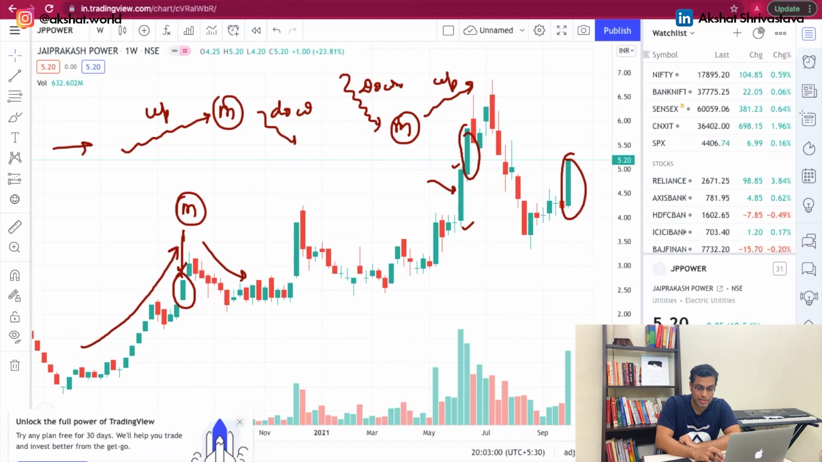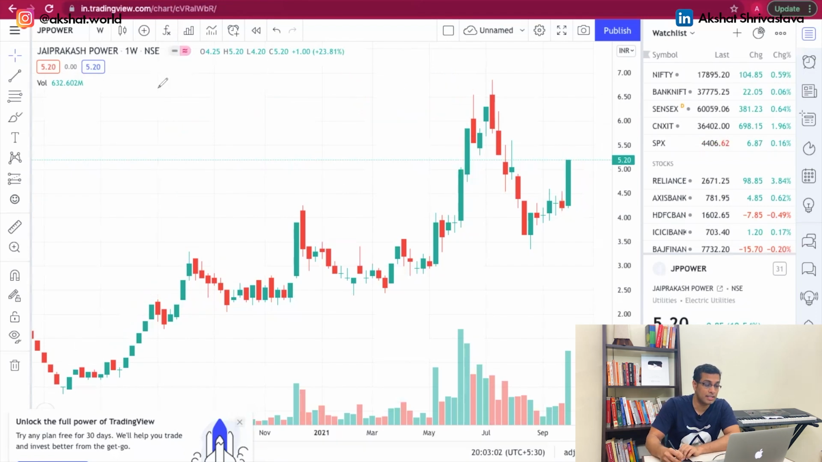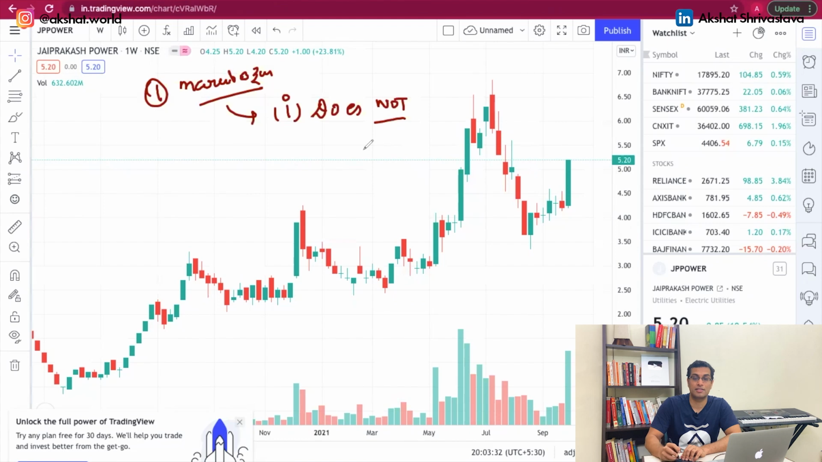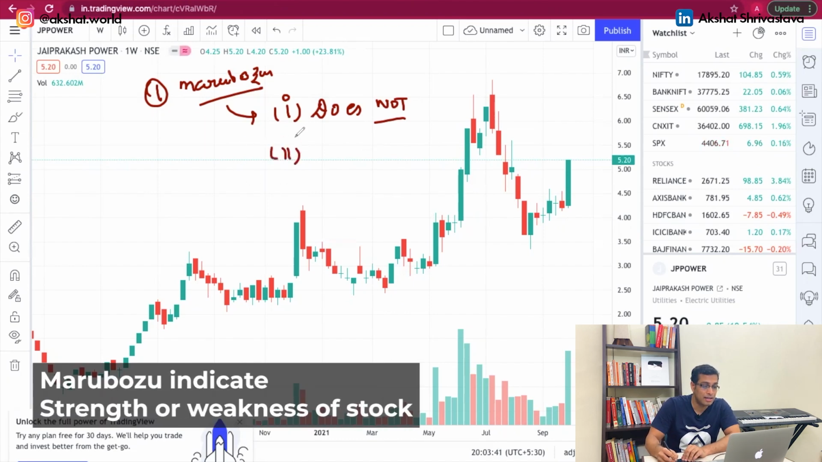Okay. So essentially, now coming back to the topic, what is it that Marabozu indicates? You can call it Marabozu or Marabozu. It doesn't matter, honestly, the pronunciation here. What is important is to make money out of it. So essentially, Marabozu does not indicate trend reversal. If people are telling you that, hey, the moment you find a Marabozu candle, take a trade on it, please don't do it, incorrect. What Marabozu does indicate is the strength or weakness of a stock.